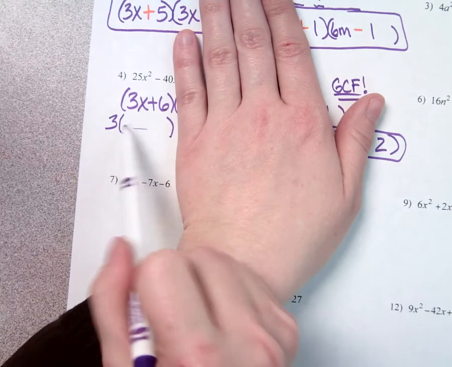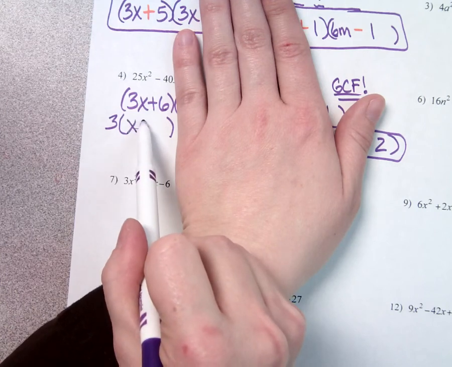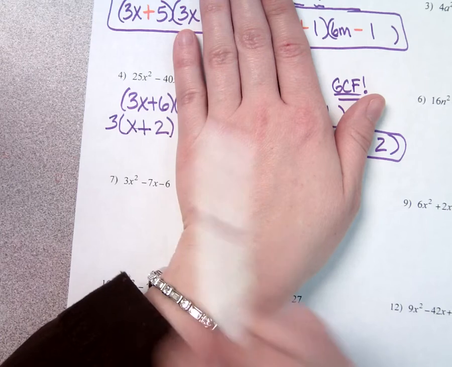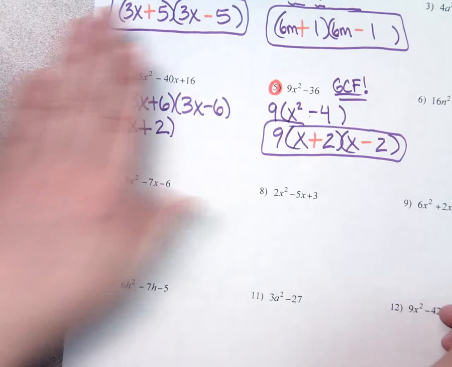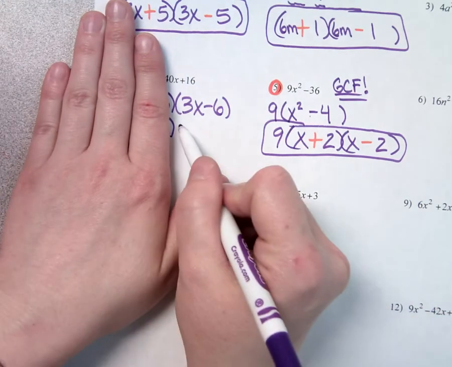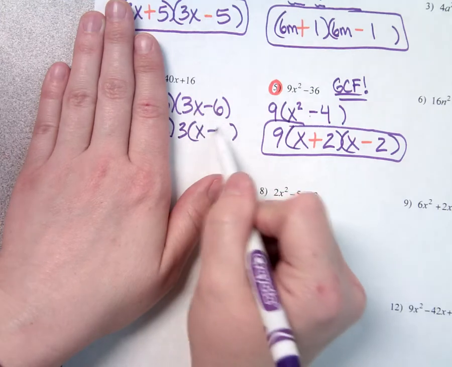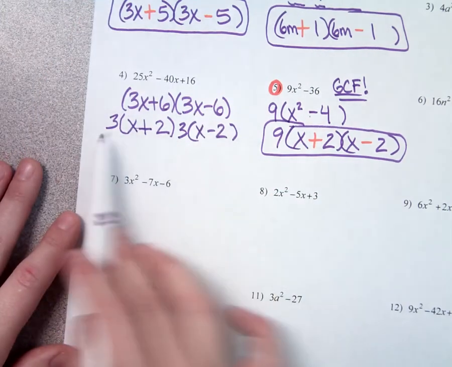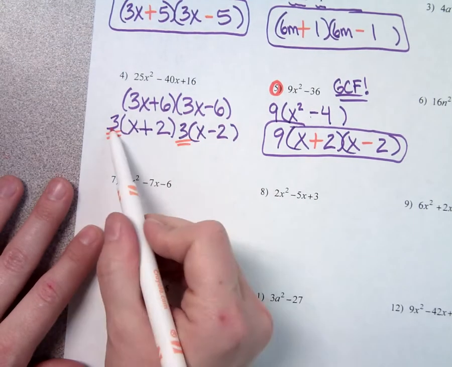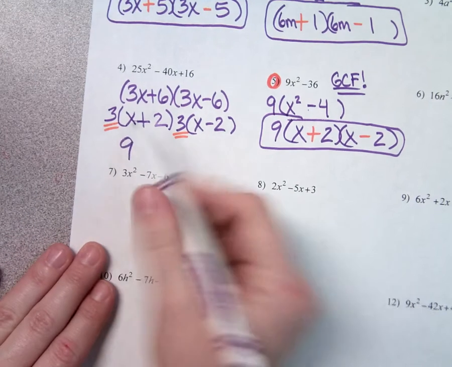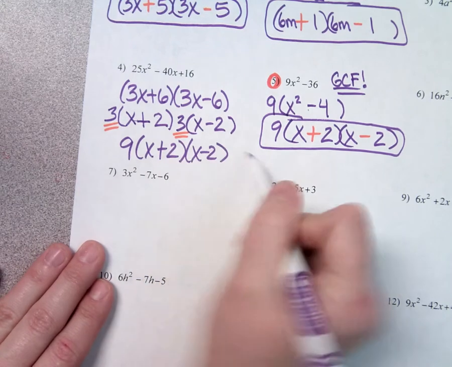3 times what gives you back that 3x plus 6? x plus 2. 3 times x is 3x. 3 times 2 is 6. Okay, what's the GCF out of those two? 3. If I pulled the 3 out, 3 times what gives that back to me? x minus 2. Do you see how this is all smushed together? Yeah. When it's all smushed, that means multiply. So I could start with multiplying the 3's. 3 times 3 makes 9, and then I can bring down the x plus 2 and the x minus 2. Is that the same thing as that?